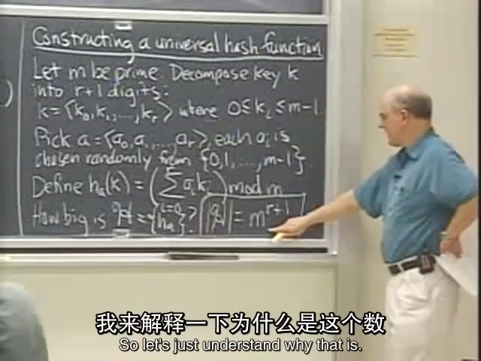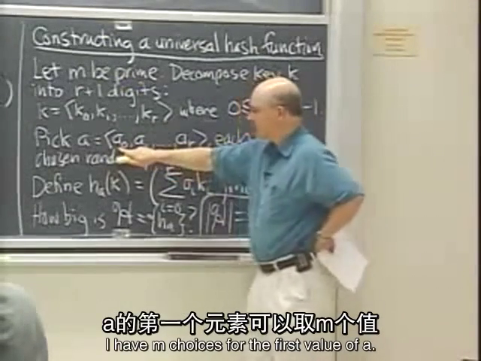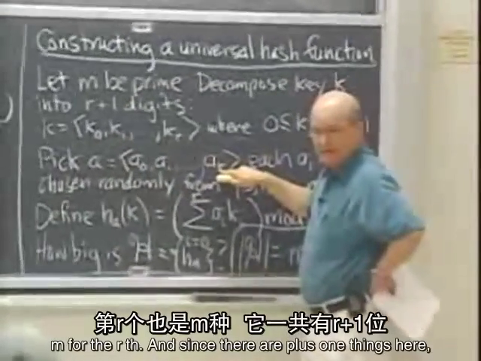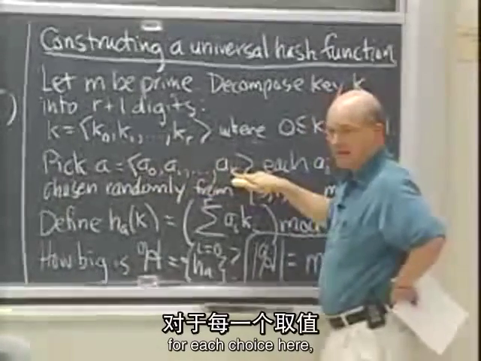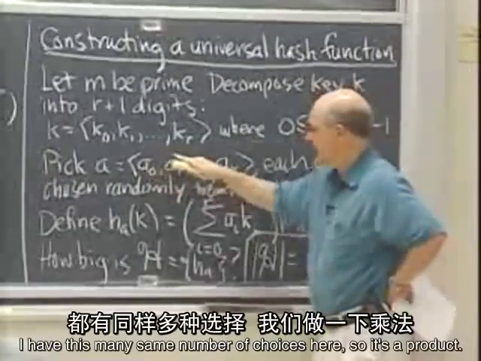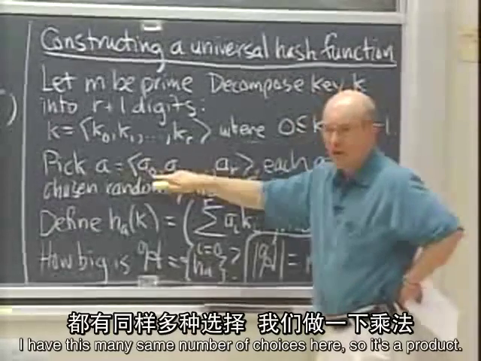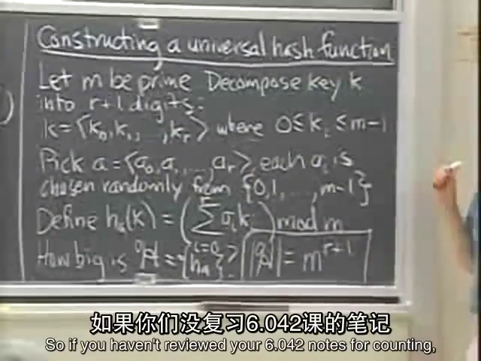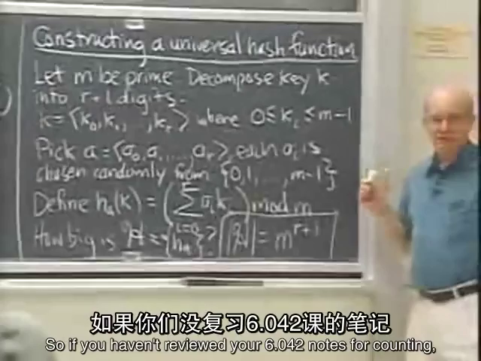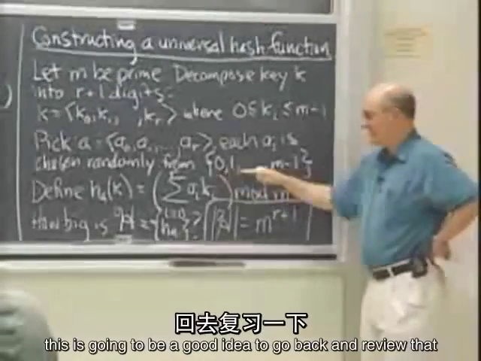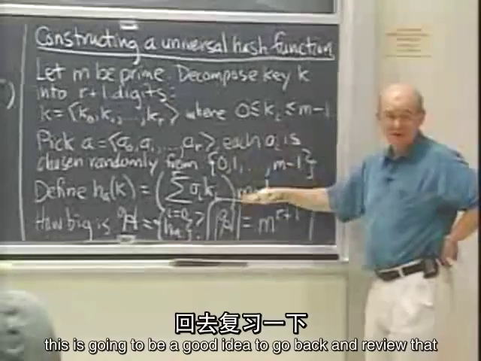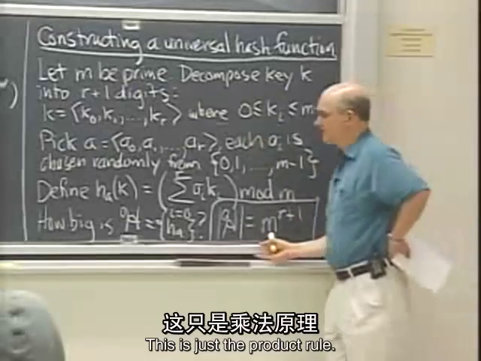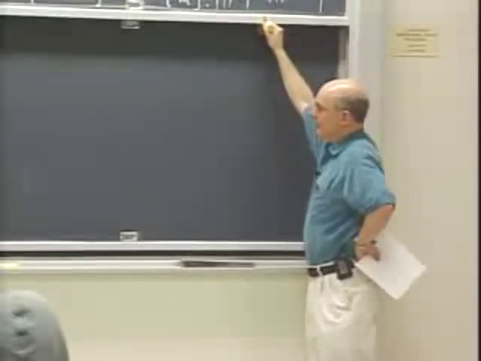Let's just understand why that is. I have m choices for the first value of a, m for the second, etc., m for the rth. Since there are r plus 1 things here, for each choice here, I have this many choices there, so it's a product. This is the product rule in counting. If you haven't reviewed your 6.042 notes for counting, it's a good idea to go back and review them, because we're doing stuff of that nature.